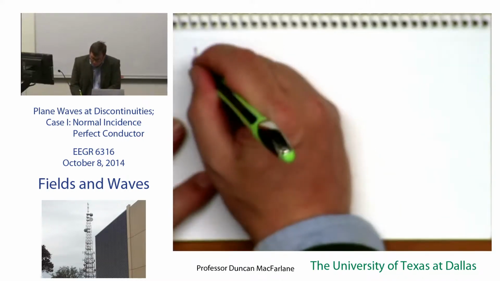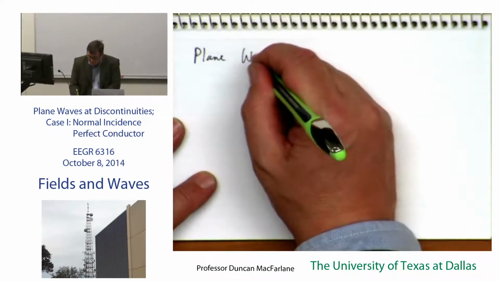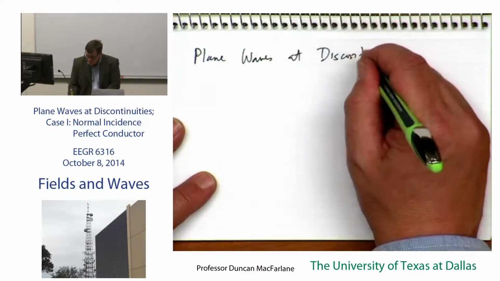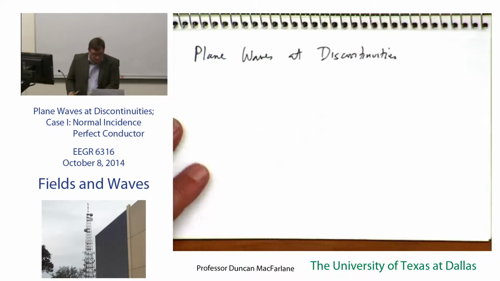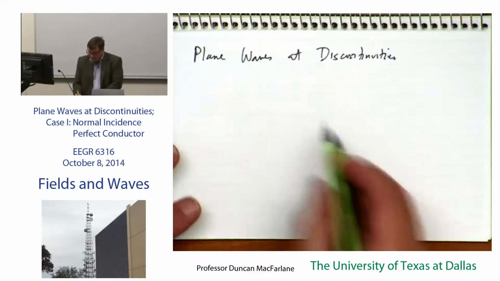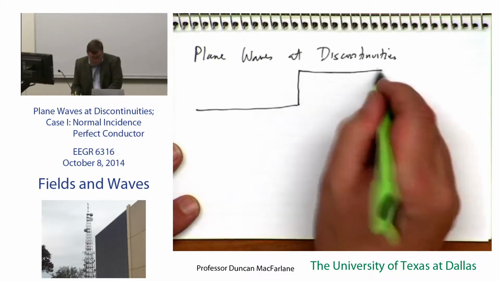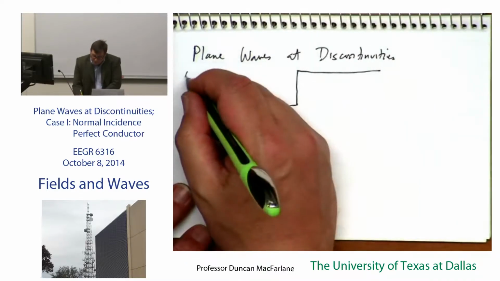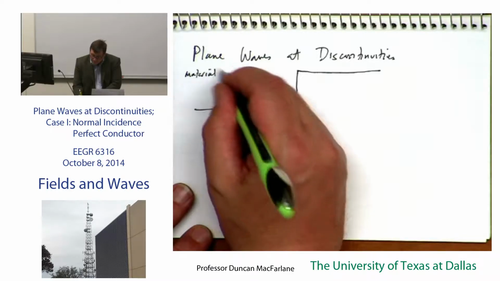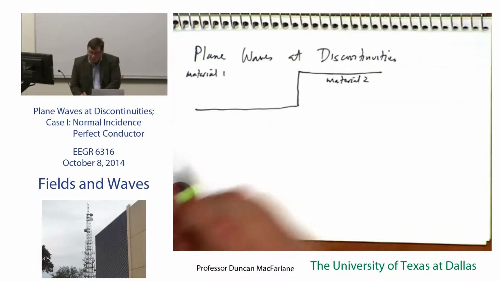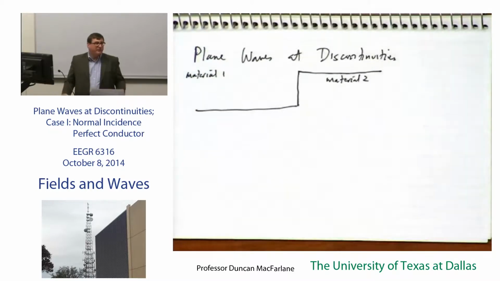We're going to look at plane waves at discontinuities. And so in this situation, we have a transition between a material 1 and a material 2. Material 1, very simple materials, characterized by 3 numbers. What are those 3 numbers?